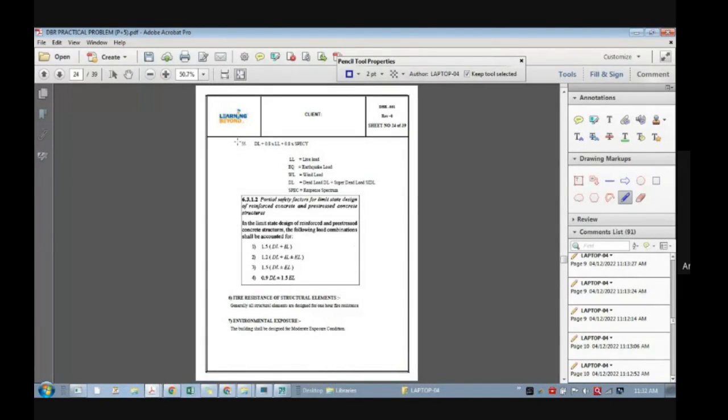That means you need to put all the load combinations in the software. That's why you should know what kind of combinations are there. You put all the loads in the software, which means you should know what loads you are using in the structure. So all data is required here.